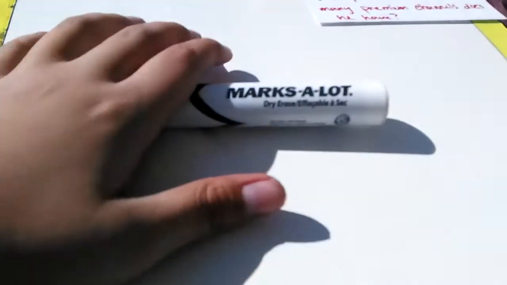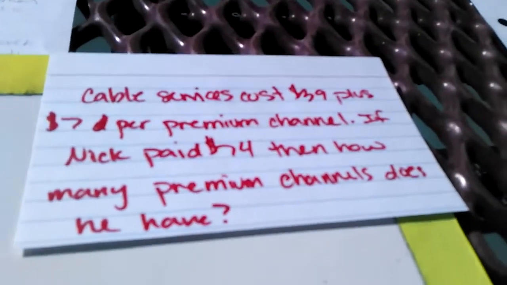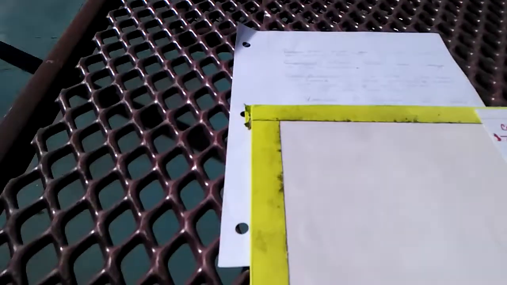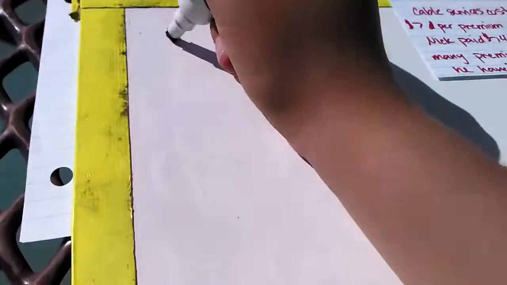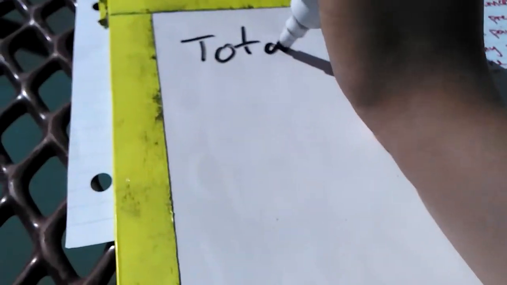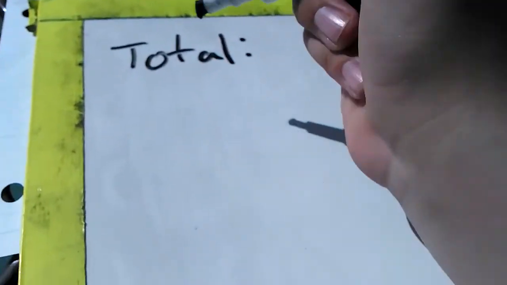So you're going to need a piece of paper. I'm just using a whiteboard so I can see a little bit better. You need a pencil. I'm using a marker. And then you're also going to need a question, and we got that one right there. So what I like to do first is write down the total, the constant, and the coefficient.